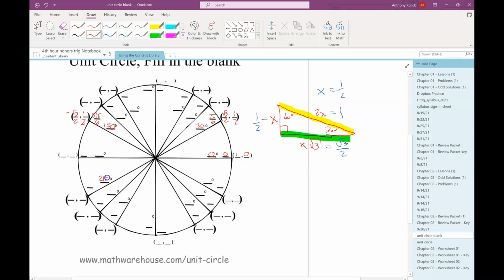Here at 210 degrees, we're also going to have a 30 degree reference angle. 210 is also the same thing as 7 pi over 6. In the third quadrant, the x and y coordinates are going to be negative. And then all the way over here at 330 degrees, or 11 pi over 6, also makes a 30-degree reference angle. Here the x-coordinate is positive, but the y-coordinate is negative because we're in the fourth quadrant. Everybody okay with that?